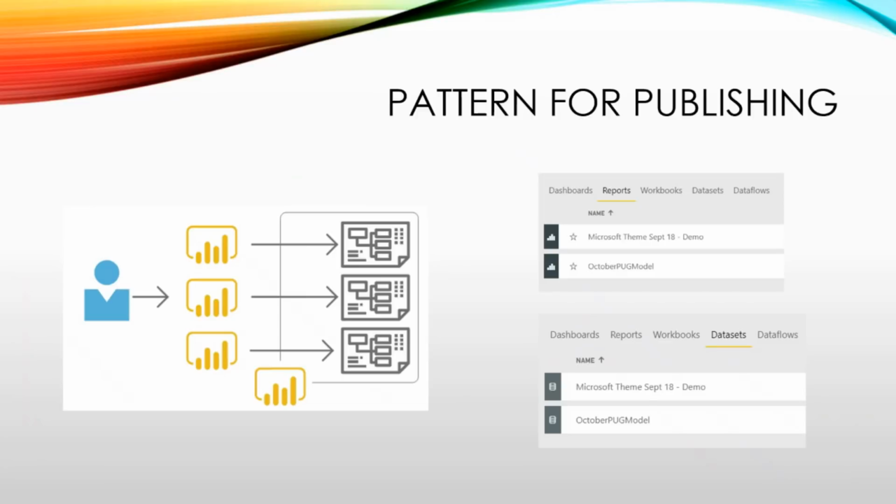The challenge of this is every time you publish this way, you have this repeated effort where each report comes with a corresponding data set. So that's what I'm showing here on the right-hand side. I have two reports, and for those two reports, I have an equivalent data set for each one of those. So this works well from a business user standpoint. It's very easy to manage. I know there's a one-to-one relationship between my reports and my data sets.